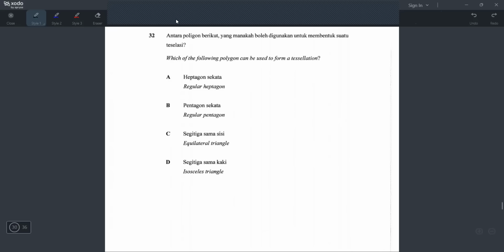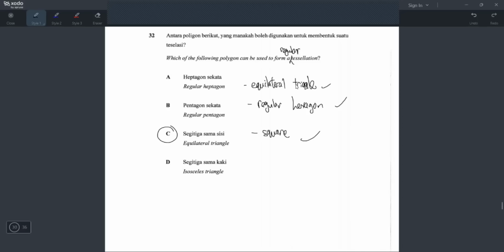Okay, let's continue, 32. Which of the following polygons can be used to form a tessellation? I think in this question, they meant regular tessellation. So I think you have to change the question. Regular tessellation, and I'll tell you the answer straight away. It's C, because polygons that can form regular tessellation are equilateral triangle, regular hexagon, and one more is square. These three shapes are the only three shapes that can be used to form a regular tessellation.